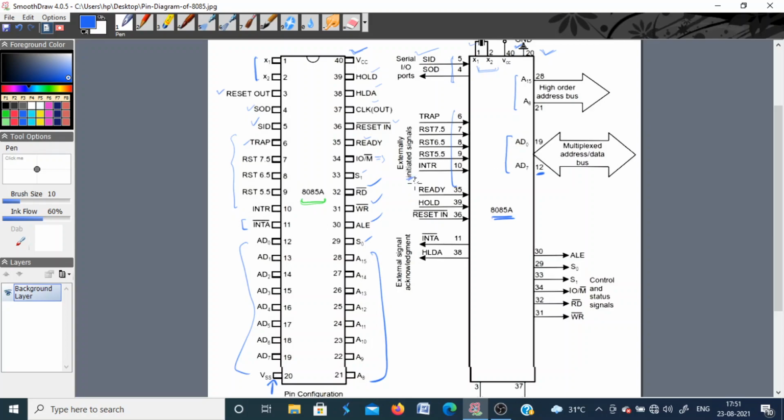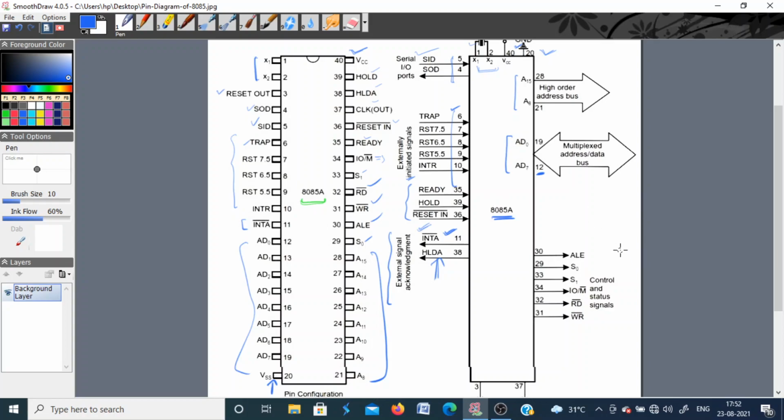Another device basically generates these signals by giving some interrupt to this processor. So this we have discussed: ready, hold, and reset in, and these are some acknowledgement signals: interrupt acknowledge and hold acknowledge. Whenever some other device interrupts the processor, whether to process that interrupt request or not is basically given as acknowledgement by the processor to that device through this signal, interrupt acknowledge. Similarly for hold, it is hold acknowledge.